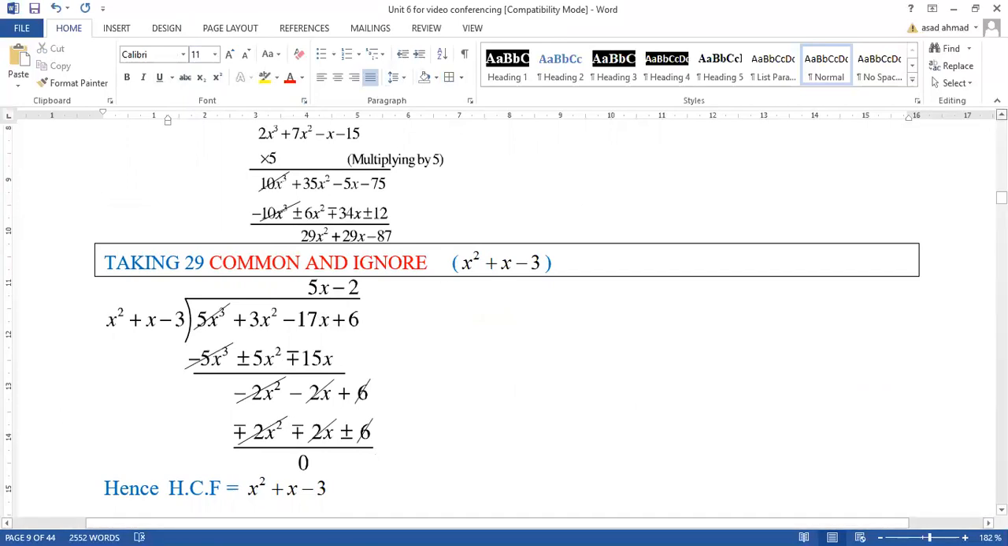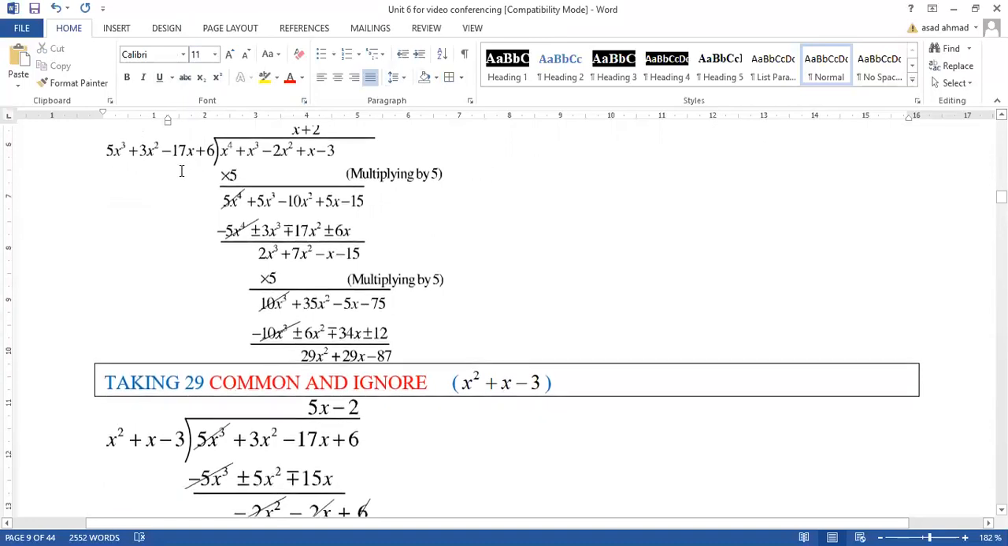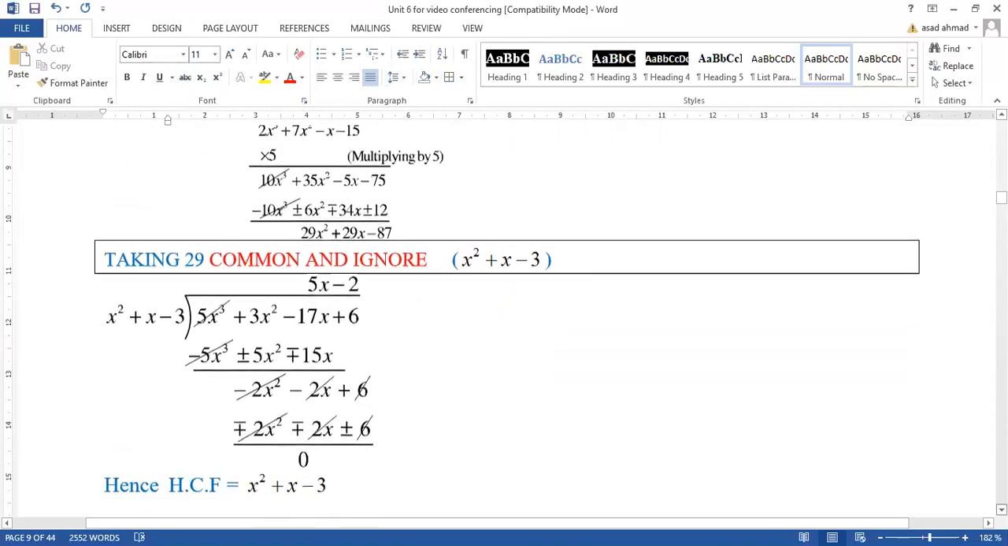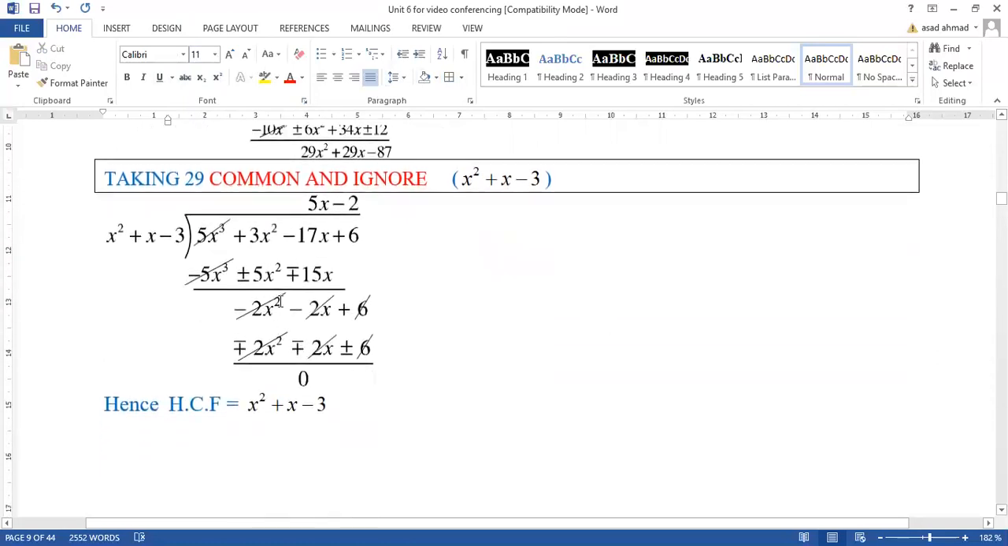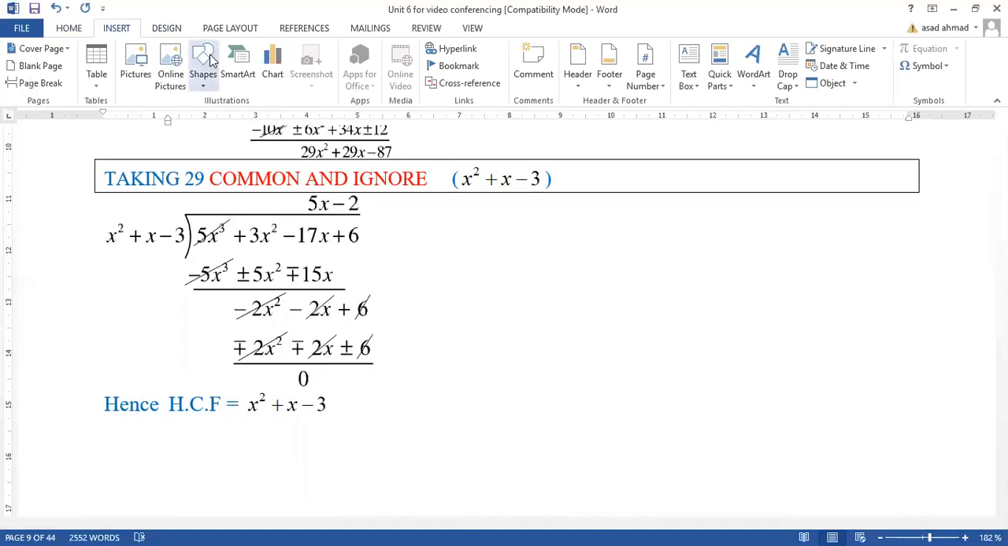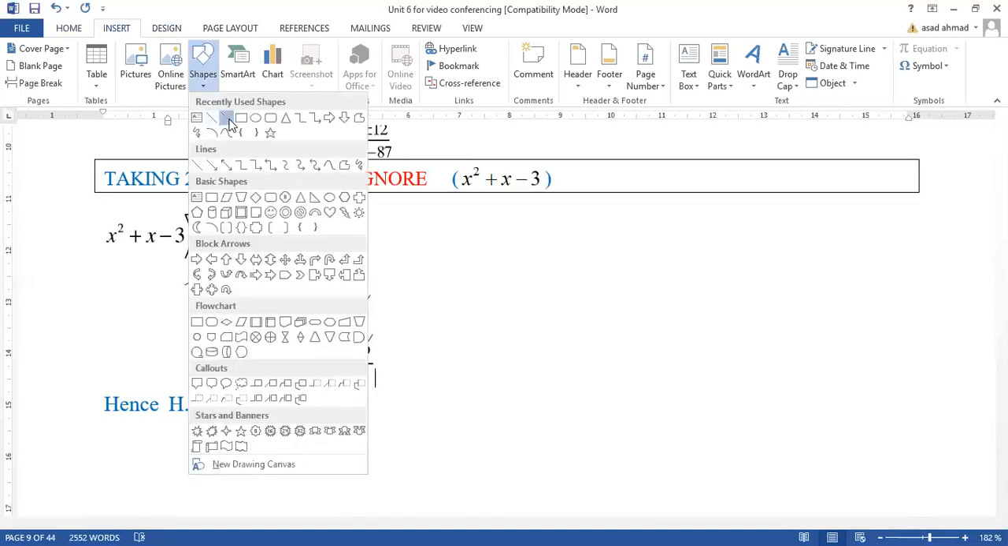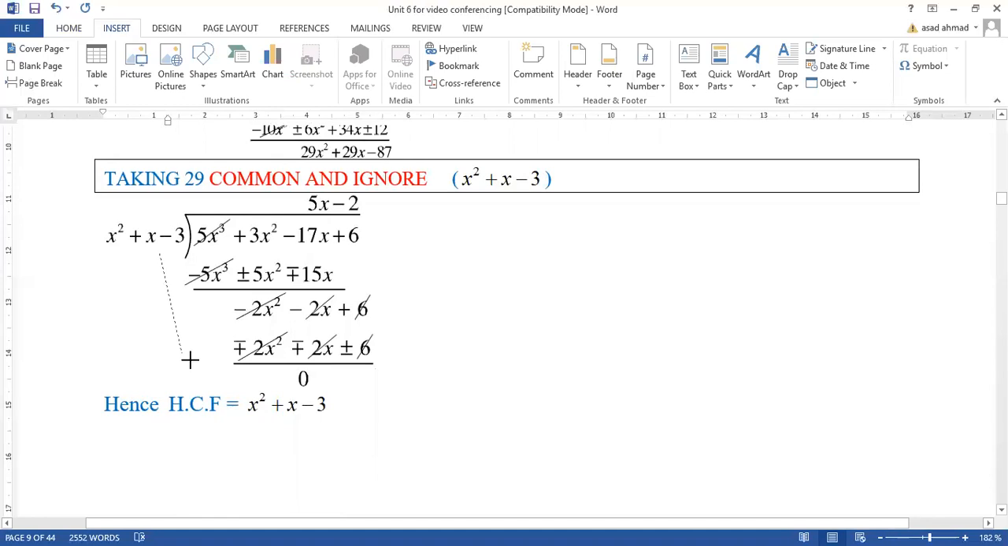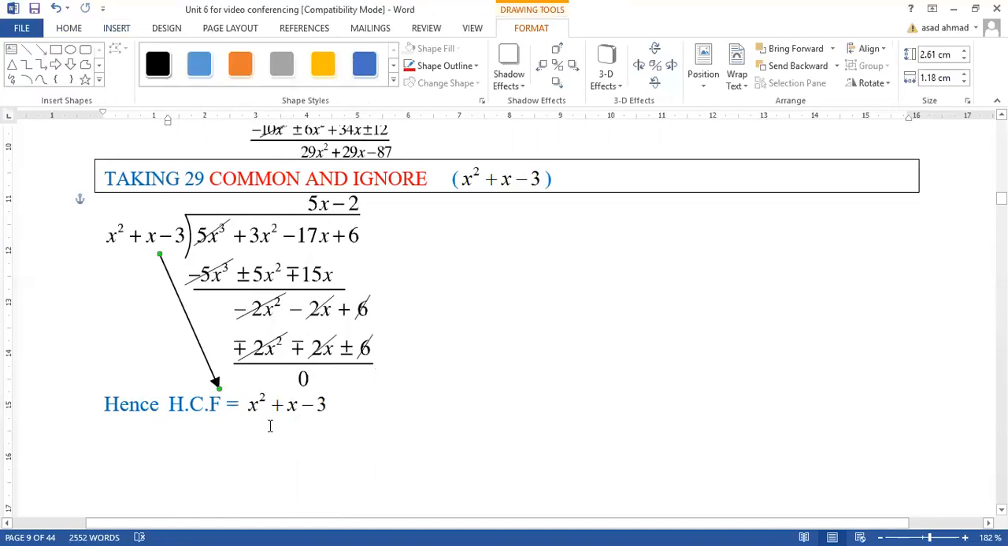And the old divisor, which was right here, this 5x3, 3x square minus 17 plus x, will be taken as the new dividend. The dividend will be written inside the radical sign. And then you will again start the process of division. You will see that in two steps, you will get the remainder as 0. So the term which divides completely is called the H.C.F. You can see that this is the H.C.F. The term which divides perfectly and leaves the remainder 0 is called H.C.F.